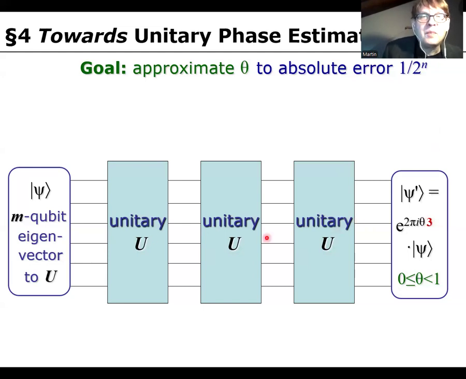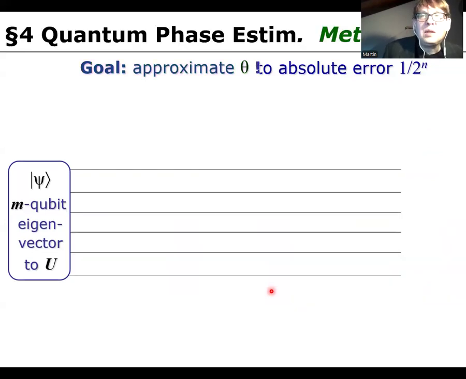Or more generally, if we have compositions of powers u to the power of a, u to the power of b, and u to the power of c, then the phase will be scaled with a plus b plus c, where a, b, and c are arbitrary integers. And now let's discuss the first attempt towards designing such a meta circuit for solving the quantum phase estimation problem.